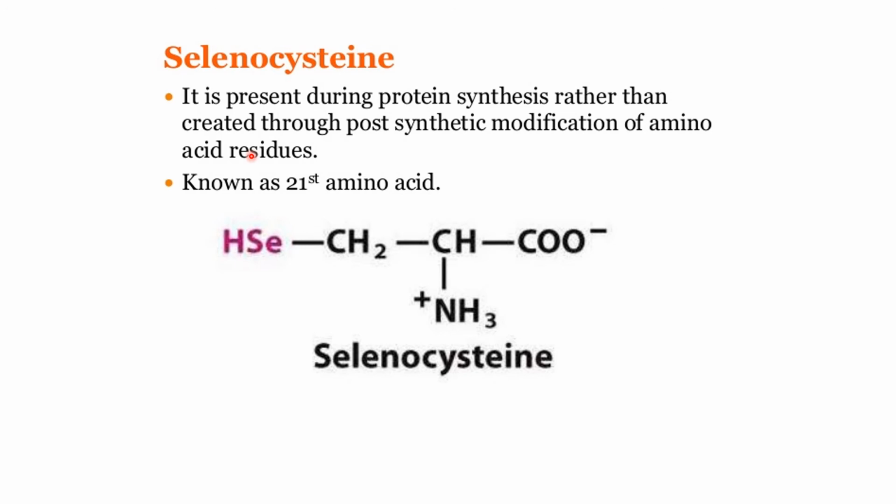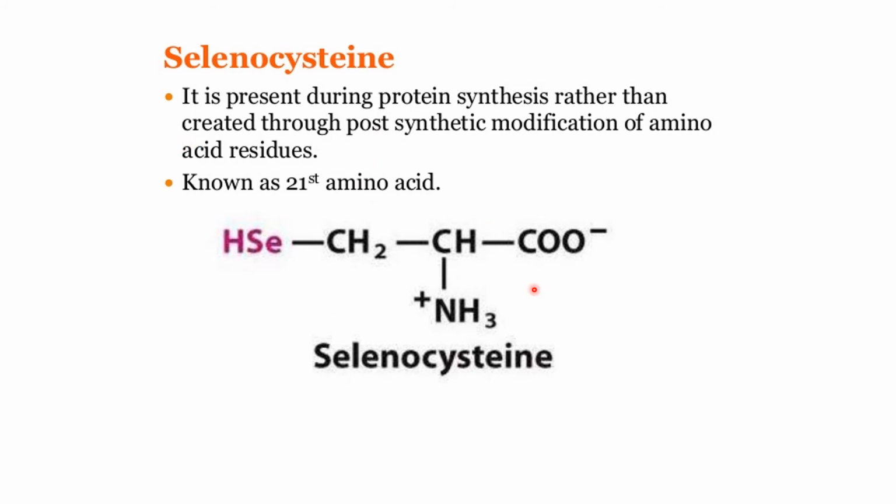Now, when we are talking about the 21st amino acid, which is selenocysteine, if you go through the slide in which I have given the different amino acids, you can see cysteine is there. Along with cysteine, one selenium is attached to the cysteine. So it gives rise to the 21st amino acid, which is selenocysteine. This is present during protein synthesis, and they are created through post-synthetic modification. Post-synthetic means after the modification of the amino acid residue.